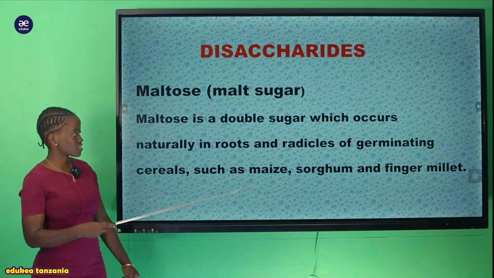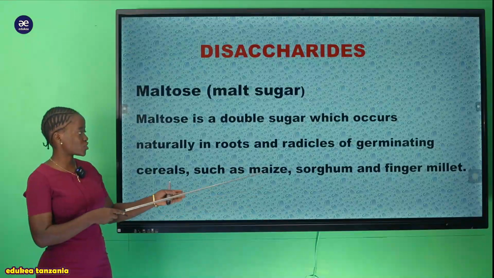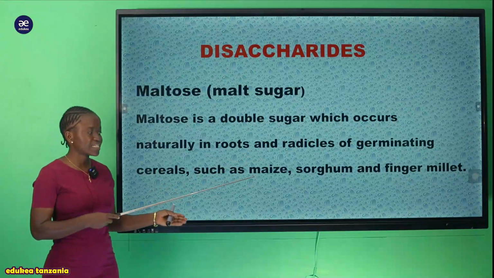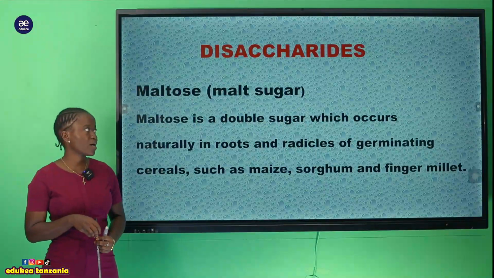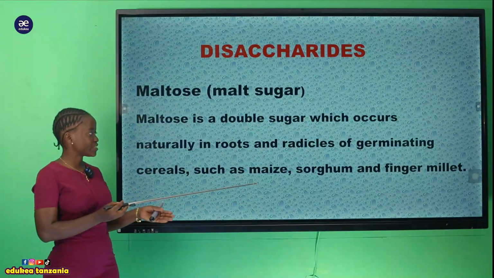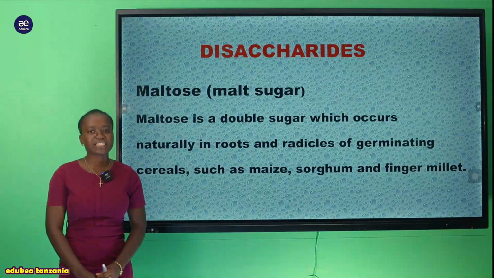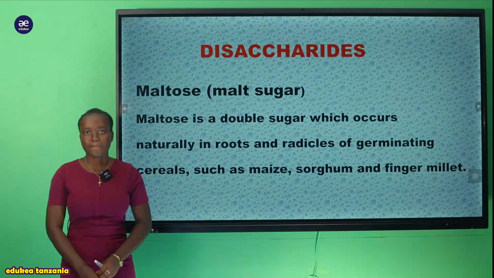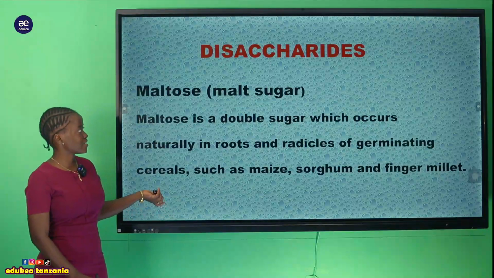In their root structure, or in this part, is where you can find the maltose. Kwa maana kwamba ukienda kwenye mahindi together with the sorghum and the finger millet is where you can find the location of this maltose.